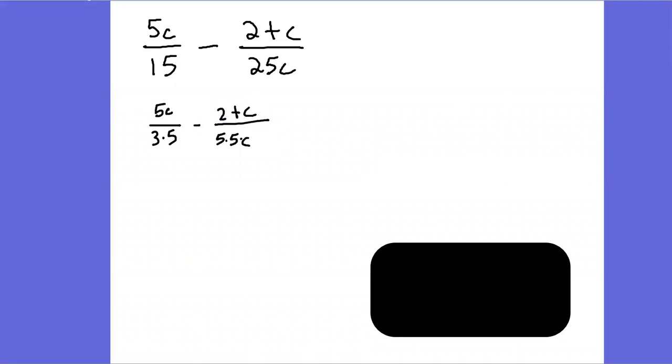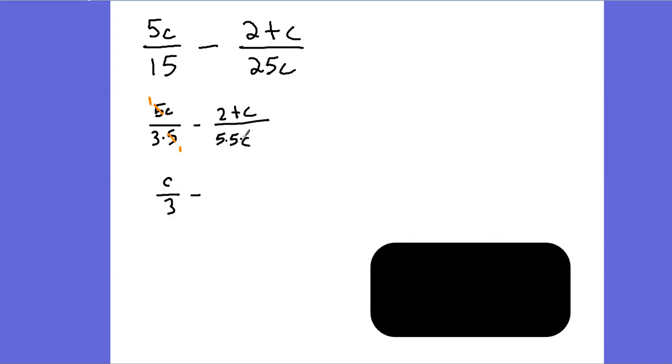All right, so one thing I'm noticing here is that I have this 5 on the top and the bottom of this fraction. I can divide that out. 5 divided by 5 is just 1. So now over here on the left, I have c over 3.